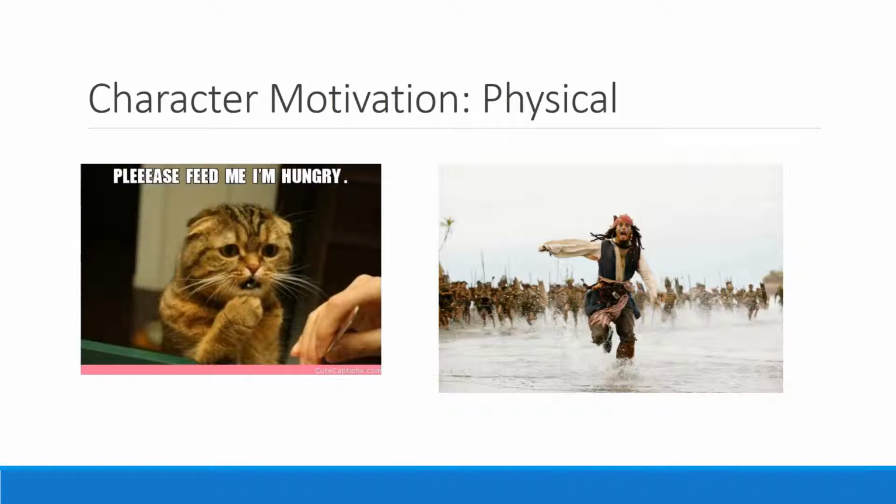So the first category that I want to talk about is physical. A character might do something to protect him or herself, or because they're motivated by a physical need. Like if you're hungry, or if your family is starving, you might do something you normally wouldn't do, like steal bread to feed them. If you're in danger, you might do something that you wouldn't normally do. So protecting your physical being is often a motivation for characters.